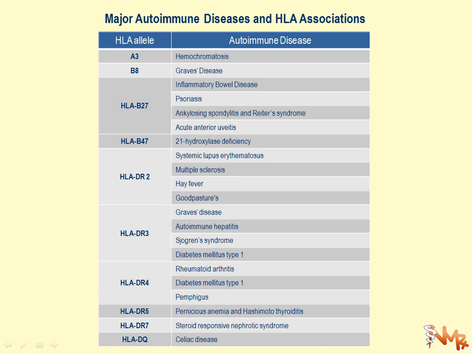HLA-DR3, Graves' disease, autoimmune hepatitis, Sjogren's syndrome, diabetes mellitus. HLA-DR4, rheumatoid arthritis, diabetes mellitus, and pemphigus. HLA-DR5, pernicious anemia and Hashimoto. HLA-DR7, steroid-responsive nephrotic syndrome. HLA-DQ, celiac disease. And again, these are just some major and well-known associations. There are a lot more associations that we have found, and as I said, every day that passes by, we identify more and more associations.